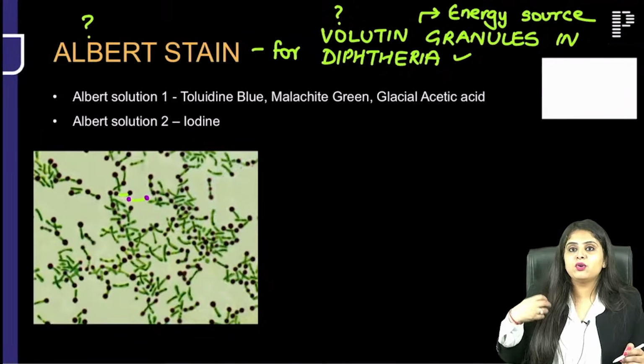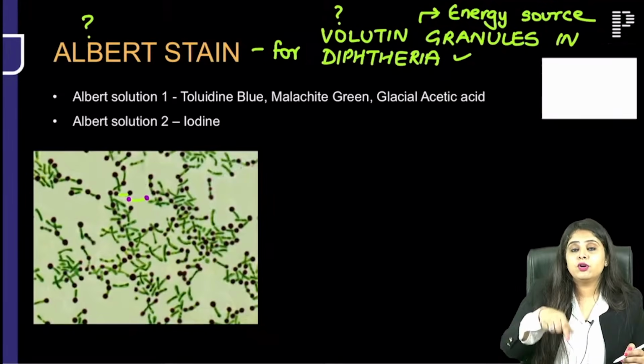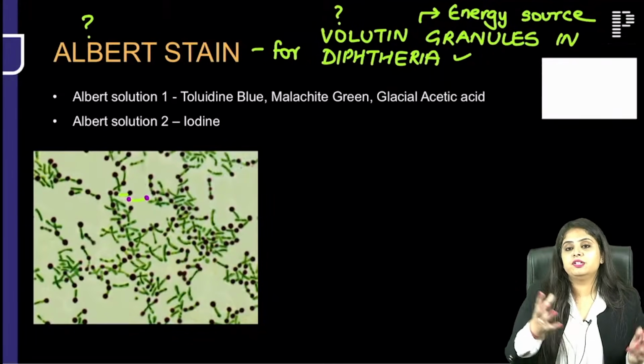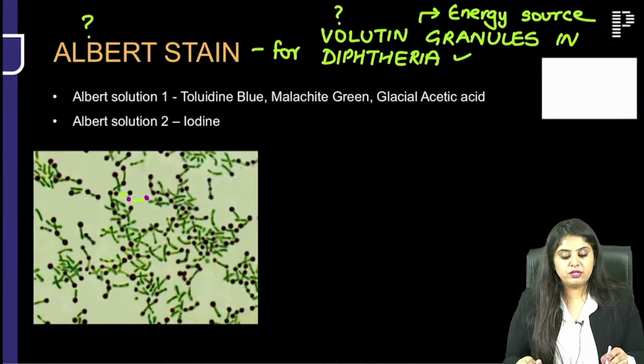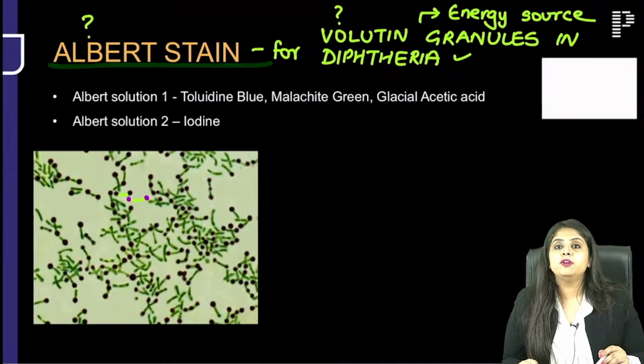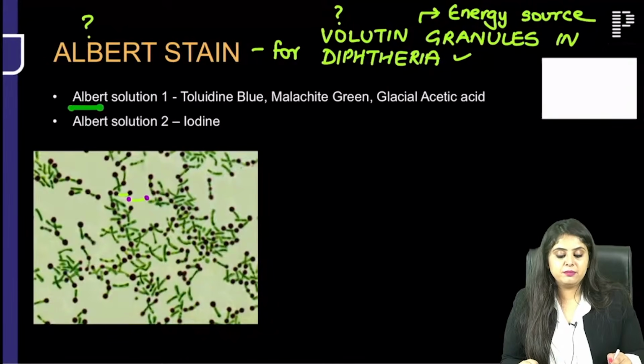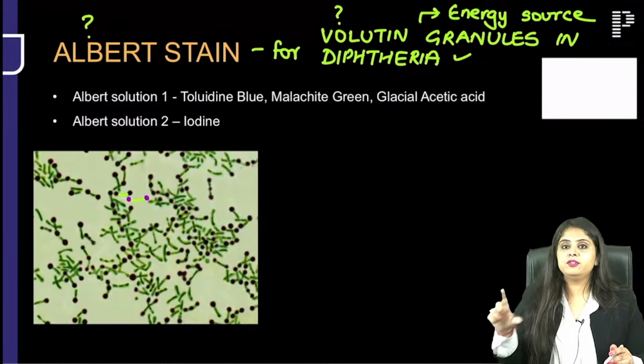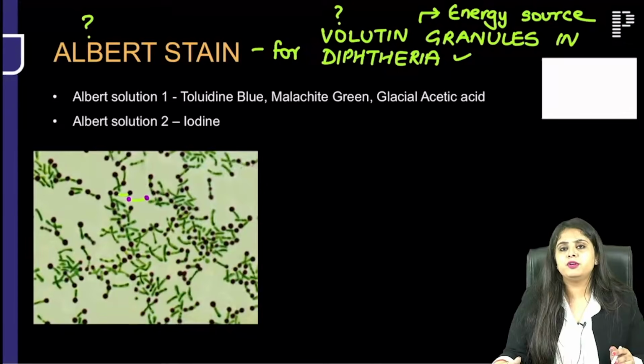So like we say, mitochondria is our powerhouse, volutin granule is their powerhouse. It is going to store all the energy. So when you are staining the volutin granules, you are staining their energy source. That is stained with the help of Albert stain. Albert stain has two bottles. This is not something that will come in your practical. This is only and only for theory. No one tells you to do Albert staining in your exam.